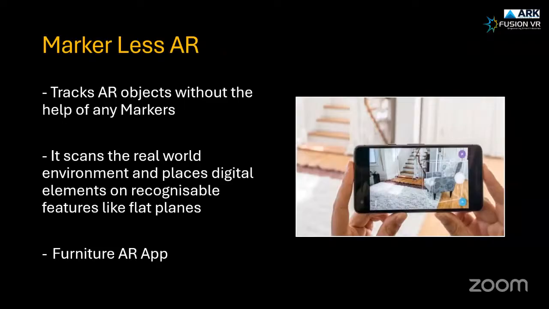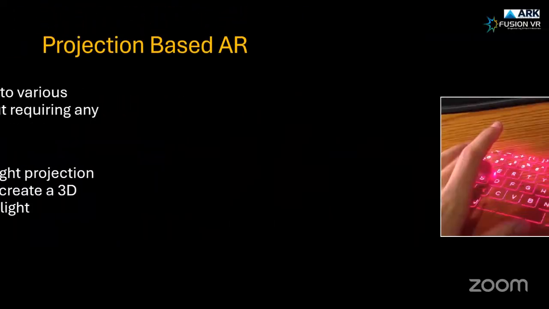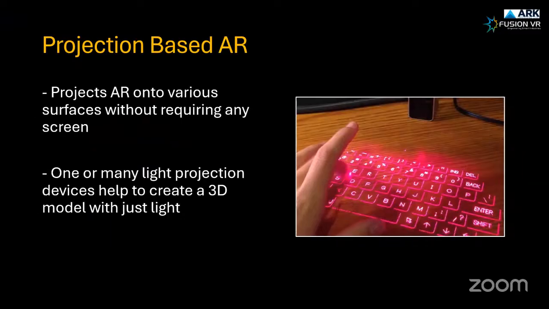And markerless is just scanning our environment and placing the 3D objects, like furniture apps also. Projection-based AR projects onto various surfaces using 3D laser light. You can see the virtual keyboard here: the module displays the keyboard, and it tracks our finger positions where we are placing them and types those letters in our system. That's how projection-based AR works.